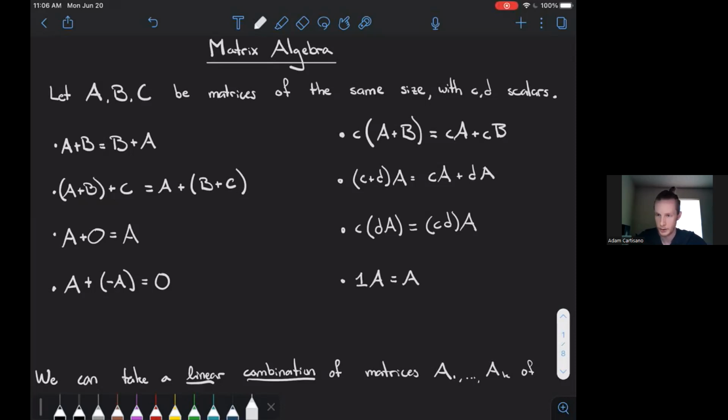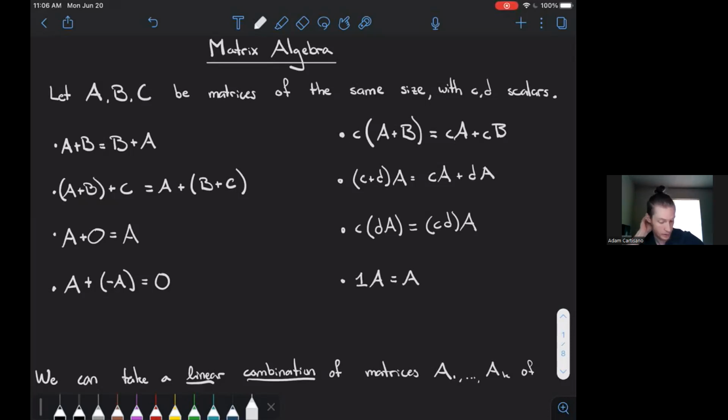If you have the zero matrix and you add it to a matrix A, you get A back. And same if you add A to its negative, A plus negative A, you'll get the zero matrix. That's the additive identity and additive inverse property for matrix addition.